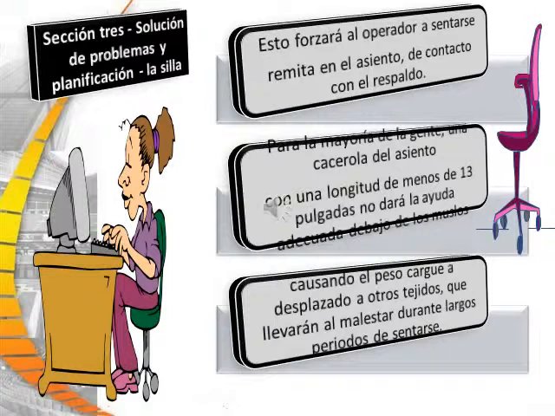This will force the operator to sit forward in the seat out of contact with the backrest. For most people, a seat pan with a length less than 13 inches will not give adequate support under the thighs, causing the weight load to be shifted to other tissues, which will lead to discomfort during long periods of sitting.